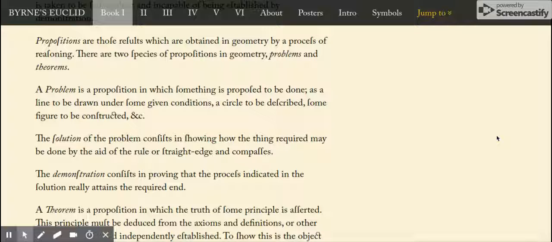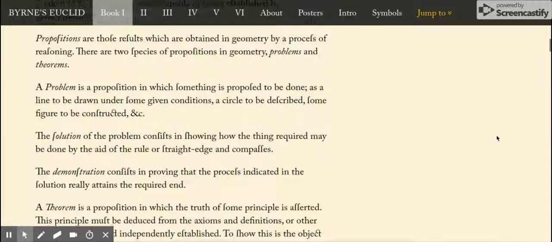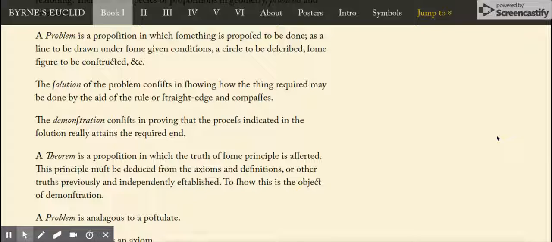Propositions are those results which are obtained in geometry by a process of reasoning. There are 2 species of propositions in geometry: problems and theorems. A problem is a proposition in which something is proposed to be done, as a line to be drawn under some given conditions, a circle to be described, some figure to be constructed, etc. The solution of the problem consists in showing how the thing required may be done by the aid of the rule or straight edge and compasses.